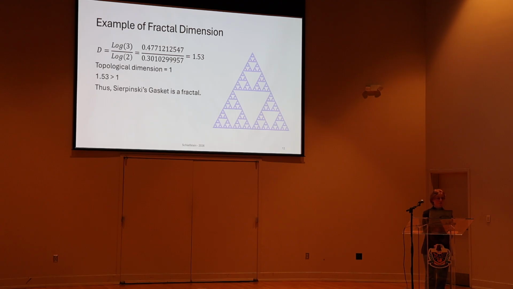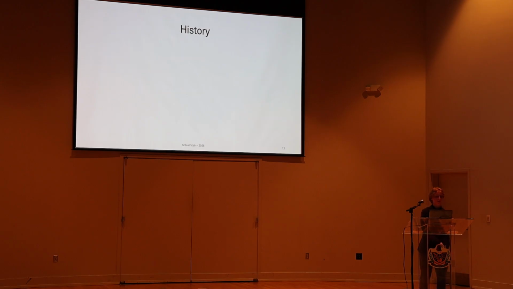Sierpinski's gasket is an object made up entirely of lines. This means that it has a topological dimension of 1. Since 1.58 is greater than 1, that puts the fractal dimension greater than the topological dimension and makes it a fractal. Now we're going to move on to history.